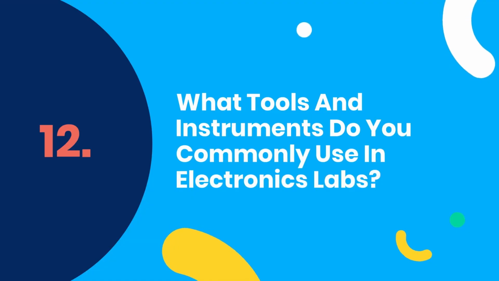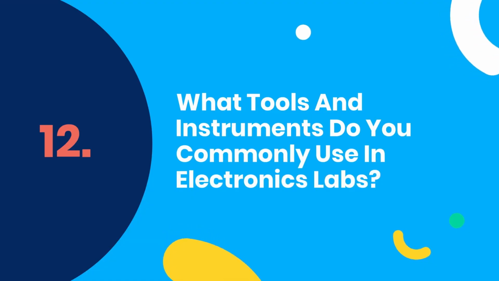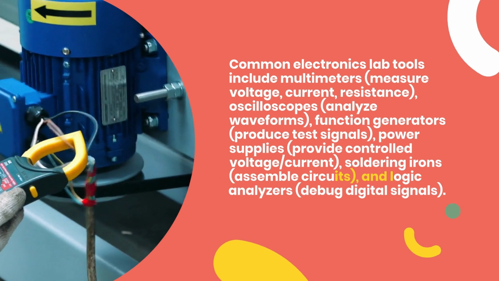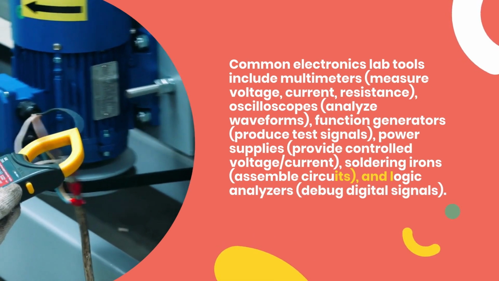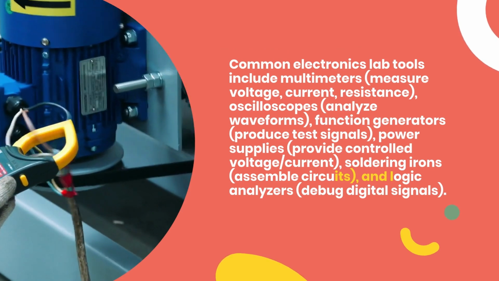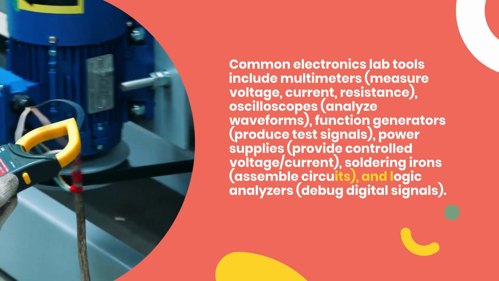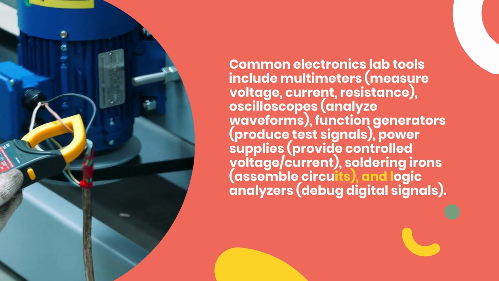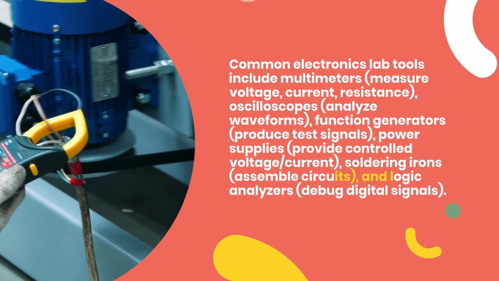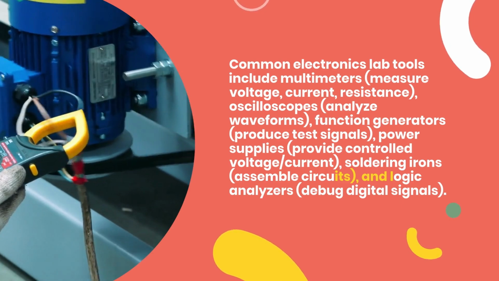12. What tools and instruments do you commonly use in electronics labs? Common electronics lab tools include multimeters, measure voltage, current, resistance, oscilloscopes, analyze waveforms, function generators, produce test signals, power supplies, provide controlled voltage, current, soldering irons, assemble circuits, and logic analyzers, debug digital signals.